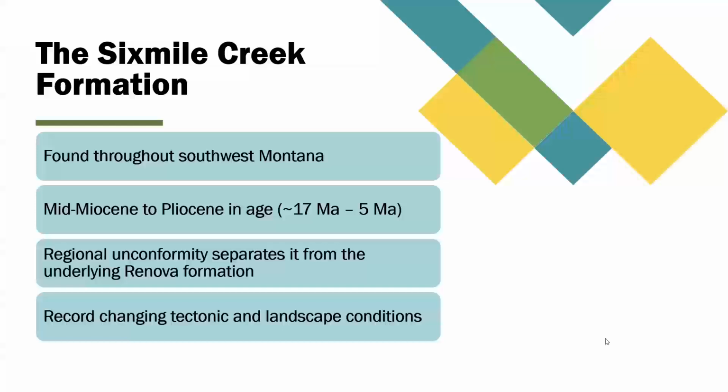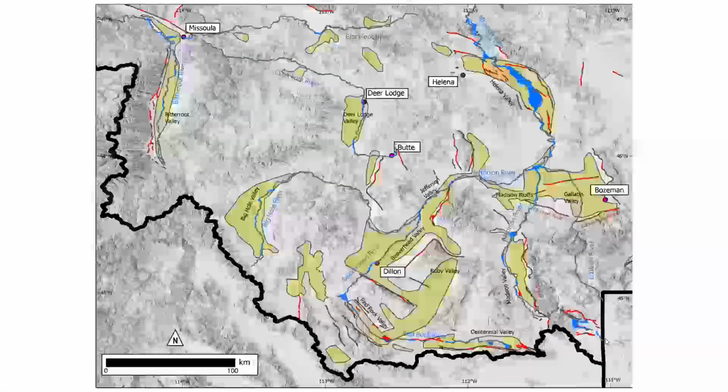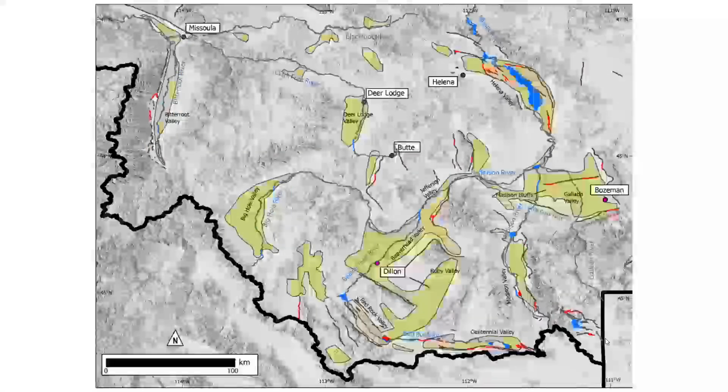There's a regional unconformity below it that separates it from the Renova Formation, which I'm not really going to talk about, maybe just a little bit. But it's said to record changing tectonic and landscape conditions. So here's a map of Southwest Montana with associated Tertiary deposits. Pretty sure all these places also have the Sixmile Creek Formation.